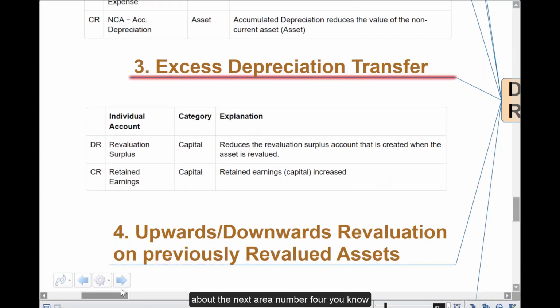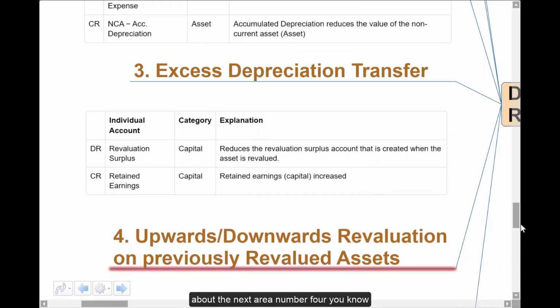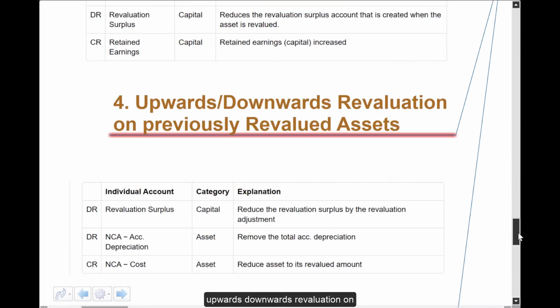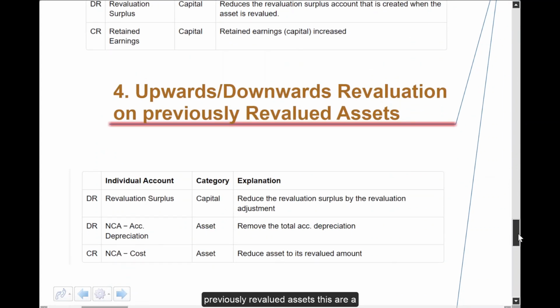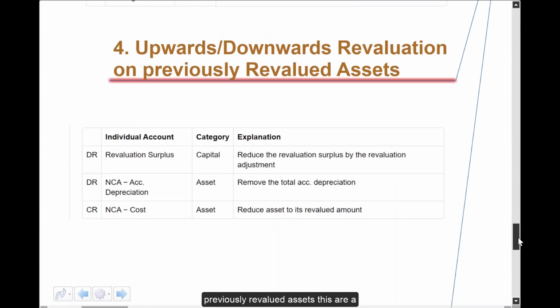Now, what about the next area, number 4? Upwards, downwards revaluation on previously revalued assets. Now, this is a little bit tricky. Let me walk through the double entry slowly, as it were. The first entry says debit revaluation surplus. So in this case, what we're doing is reducing the revaluation surplus by the revaluation adjustment. Okay, the adjustment that we spoke about top.